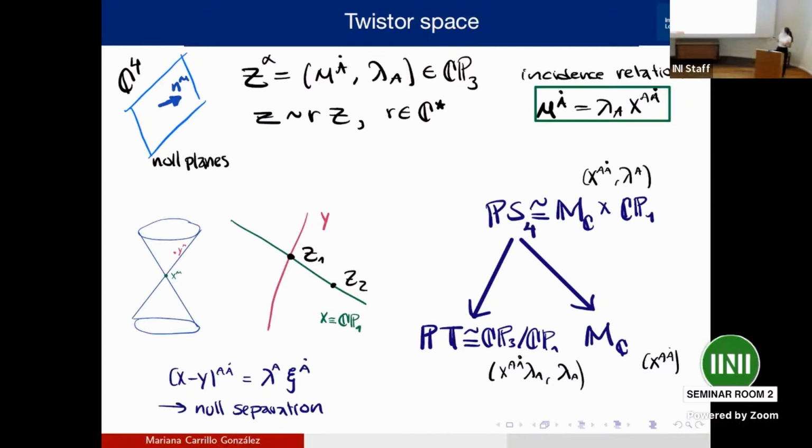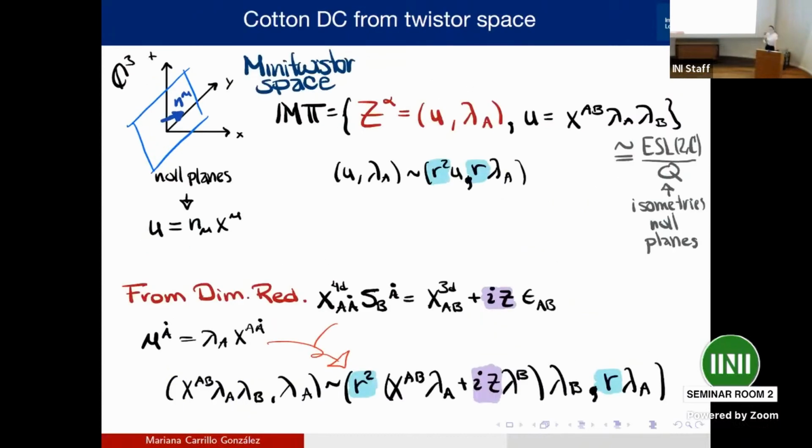Now, we don't care here about the 4D, but it's going to be interesting because we can do a dimensional reduction to understand what happens in 3D. So 3D, which is mini-twistor space, can be understood in the same kind of way. Before we saw it was the space of null planes. So here we can think again in 3D as the space of null planes, but now in complexified Minkowski in 3 dimensions.